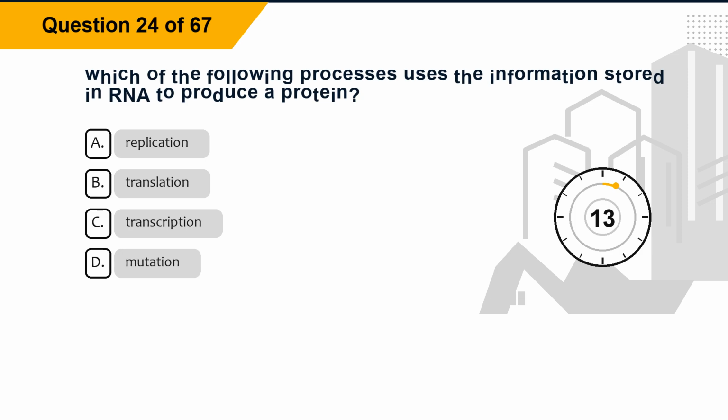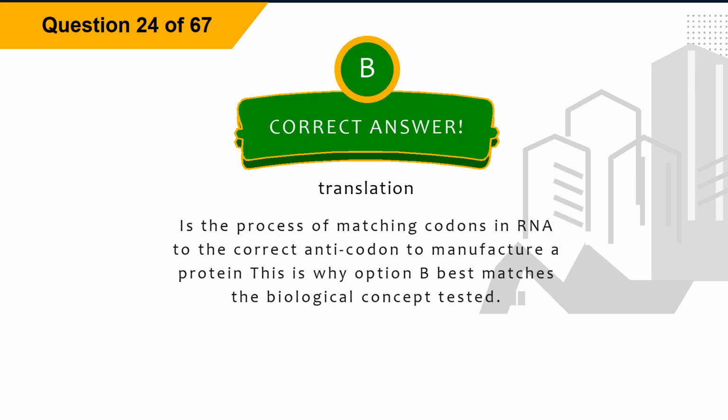Question 24. Which of the following processes uses the information stored in RNA to produce a protein? Option A, replication. Option B, translation. Option C, transcription. Option D, mutation. The correct answer is option B, translation. Explanation. Translation is the process of matching codons in RNA to the correct anticodon to manufacture a protein. This is why option B best matches the biological concept tested.